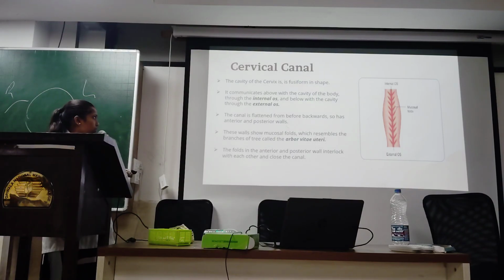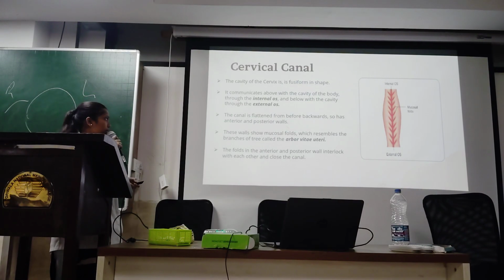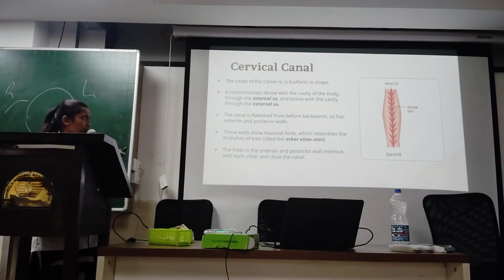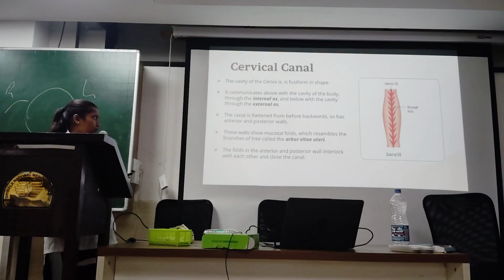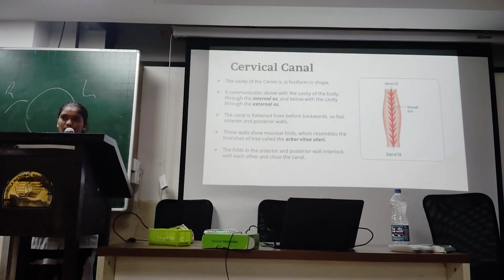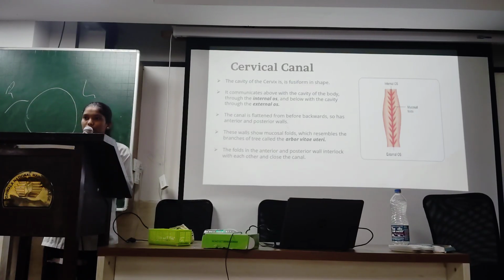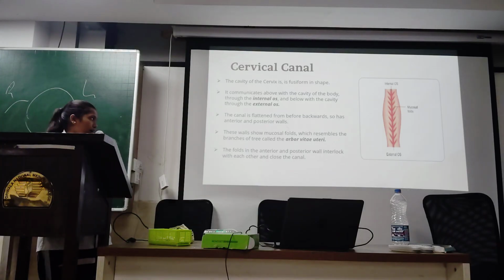Then comes the cervical canal, which is the cavity of the cervix. It is fusiform in shape and communicates with the uterine cavity above through the internal os and with the vaginal cavity below through the external os. The canal extends from before backwards, as it has anterior and posterior walls, and these walls show mucosal folds which resemble the branches of a tree, called the arbor vitae uteri, and these folds are interlocked with each other and close the canal.